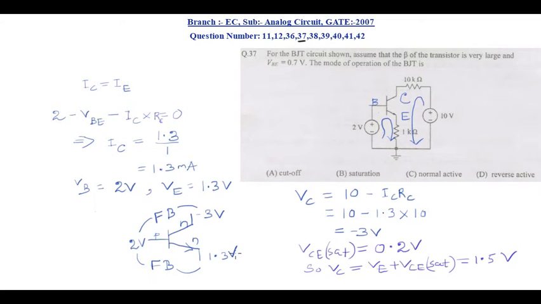Once the transistor enters into the saturation region, VCE sat will be maintained at 0.2 volt. So VC will become VE plus VCE sat, that is 1.5 volt. So once the transistor enters into saturation region, VC will saturate at 1.5 volt. So the transistor is in saturation region and B is the correct answer.